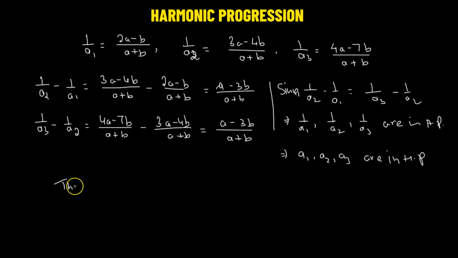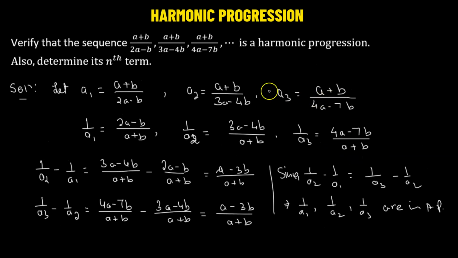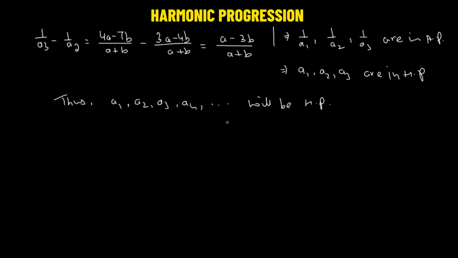So we can say thus a1, a2, a3, then we will have a4 and so on will be in harmonic progression, where a1 is defined as (a plus b) over (2a minus b), a2 will be (a plus b) over (3a minus 4b), and a3 will be (a plus b) over (4a minus 7b), and so on. So now we have verified that the given sequence is a harmonic progression. So let's try to determine its nth term.